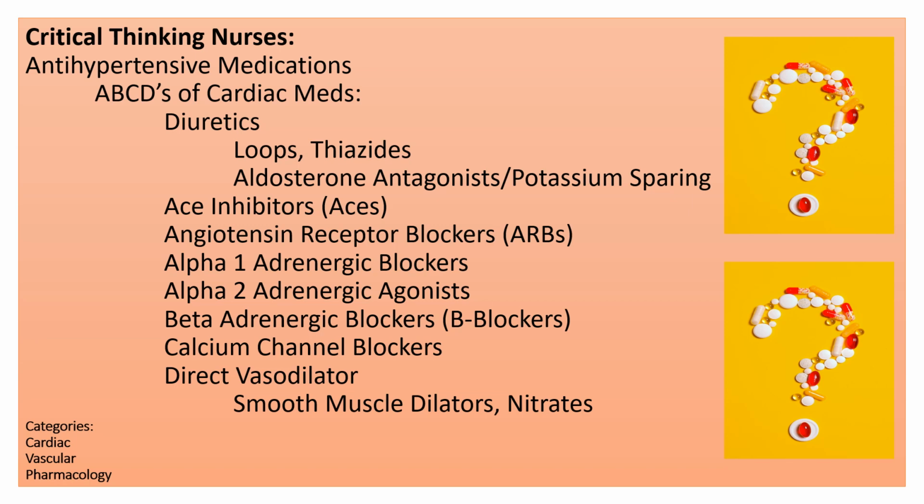the potassium sparing. The ACE inhibitors, we call ACEs. The angiotensin receptor blockers, we call ARBs. The alpha-1 adrenergic blockers, the alpha-2 adrenergic agonists, beta-adrenergic blockers, we also call beta blockers, calcium channel blockers, and the direct vasodilators, which are the smooth muscle dilators and the nitrates.